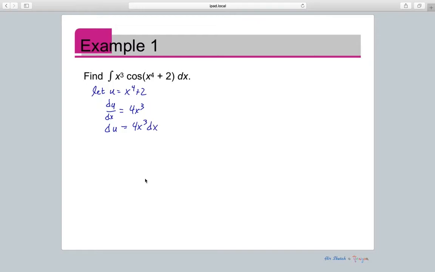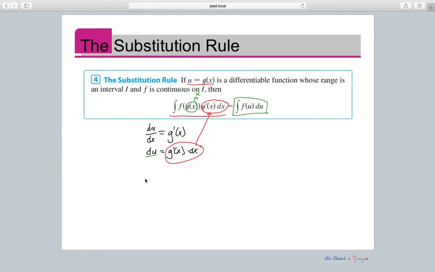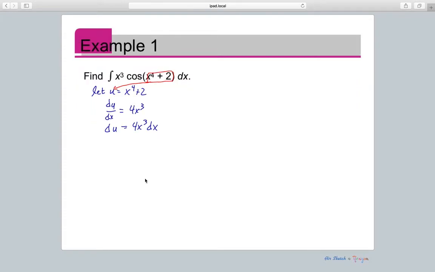All right, so let's check on some things. I know that I'm replacing this with u. And then the other thing I have to account for is the differential. I need to get my dx. I need to be able to replace it with du somehow. So, okay, I have that du equals 4x cubed dx. Well, I don't have 4x cubed dx, but what I do have is x cubed dx.